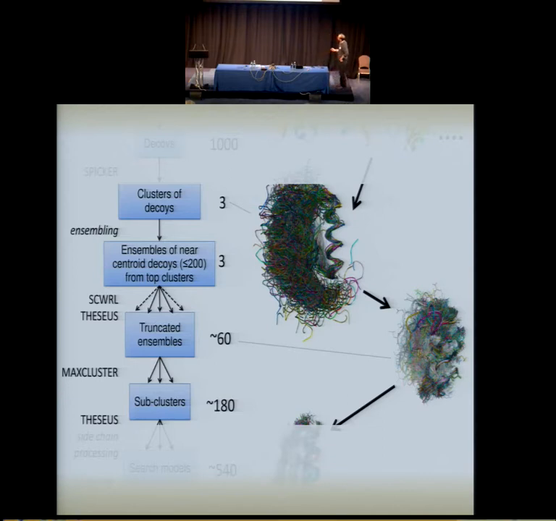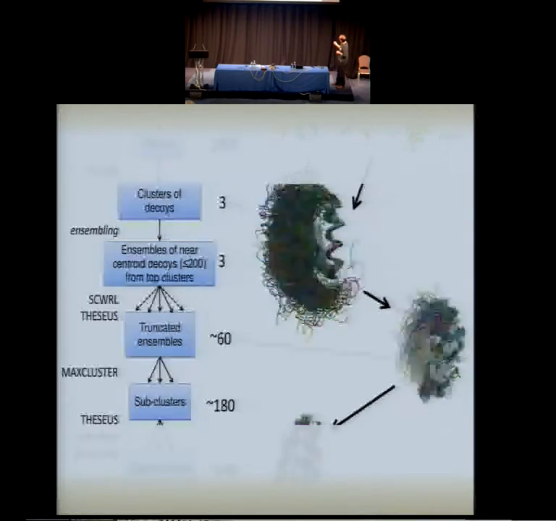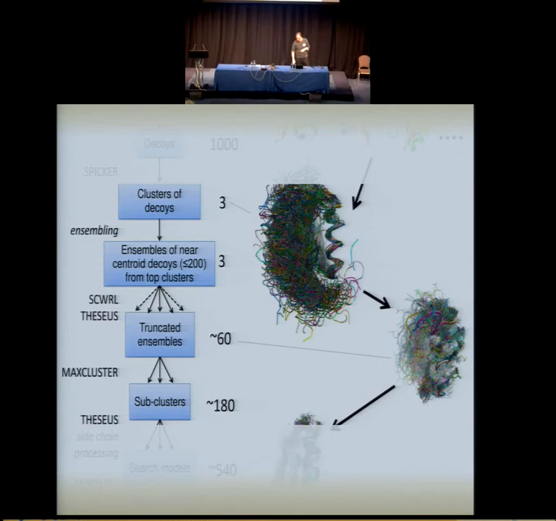So based on the Theseus results, for each of these ensembles, we do 20 different truncations. We take the 5% that we consider to be the most inaccurate, throw that away, then the next 5%. And so we end up with 20 or more different truncated ensembles from each of these. And this is what a truncated ensemble would look like. It's starting to look a little bit more homogeneous, but it's still obviously far too structurally diverse to use as a search model.